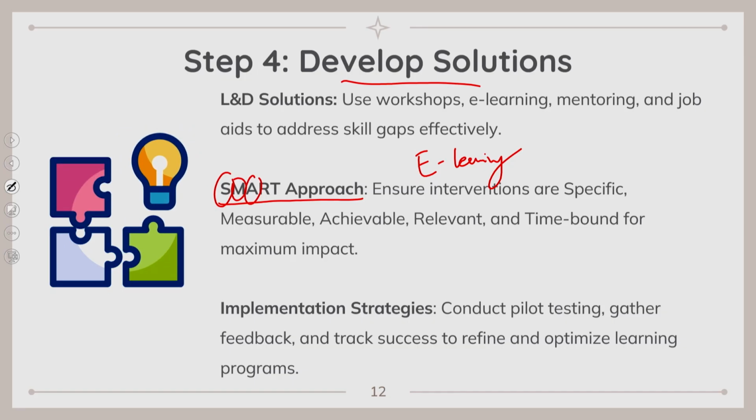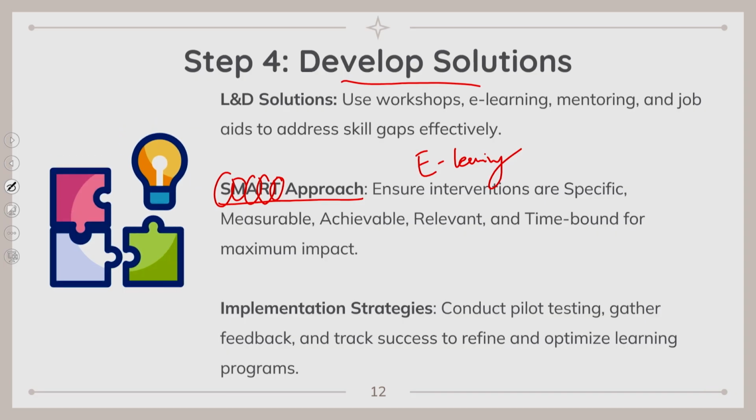Third could be achievable. Ensure that the solution is realistic given available resources. It could be relevant, aligned with the organizational goals and learner needs. And finally, time bound. You look into setting deadlines for completion. An example could be launching the training program by Q2. So that might be another significant aspect when you try to develop solutions.